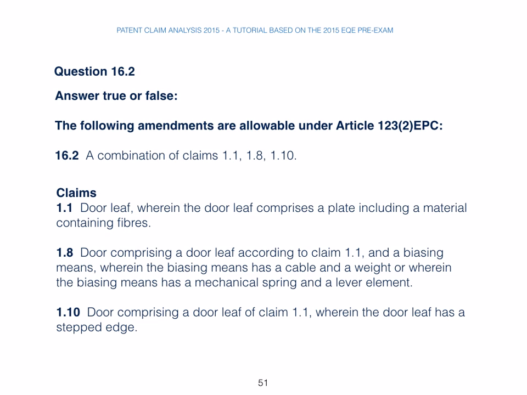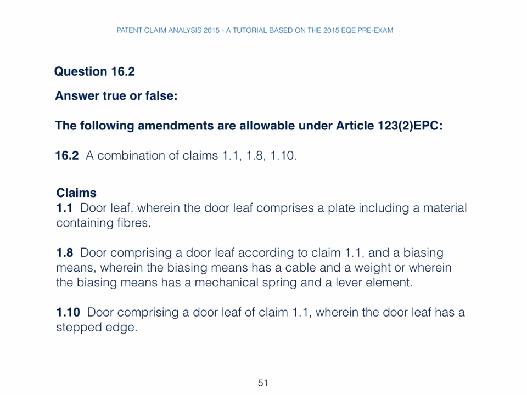Again, the statement is the following amendments are allowable under Article 123(2) EPC. 16.2, a combination of claims 1.1, 1.8 and 1.10. 1.1 we've seen is material containing fibers. 1.8 is the biasing means described with the two alternatives, and 1.10 is the stepped edge. 1.8 and 1.10 both depend upon claim 1.1, but do we have a basis for combining the biasing means and the stepped edge?